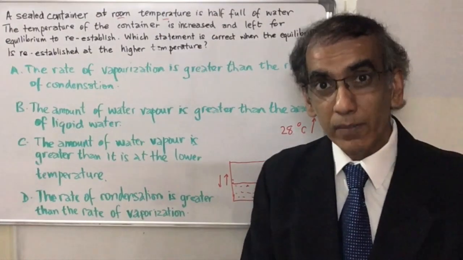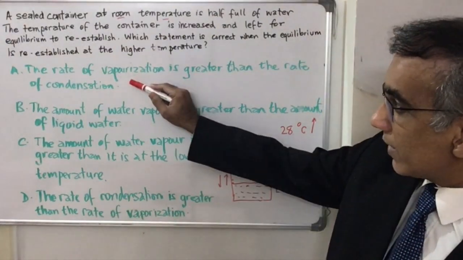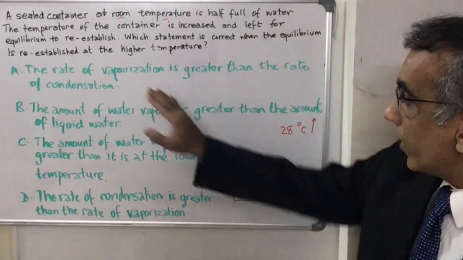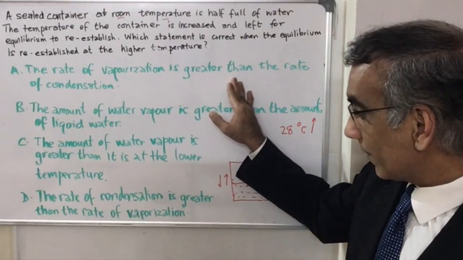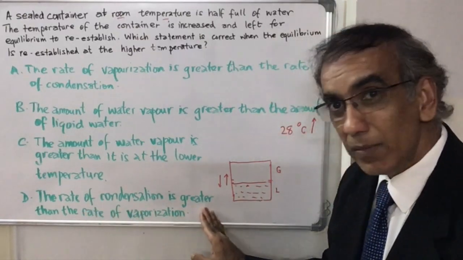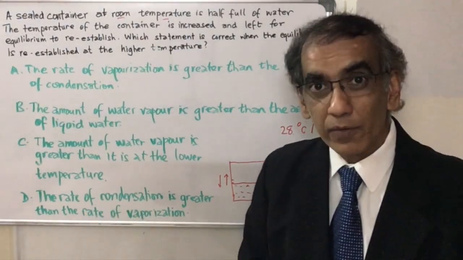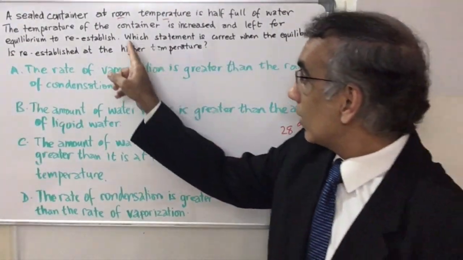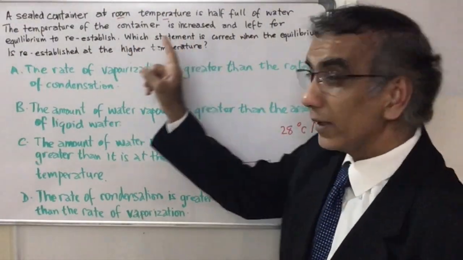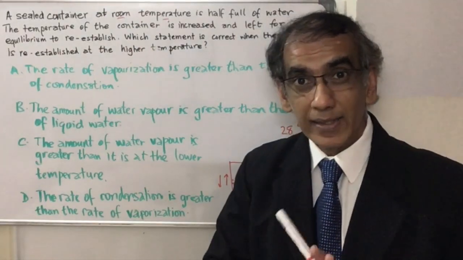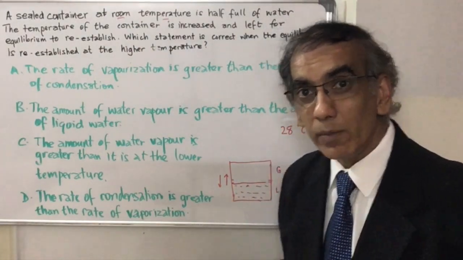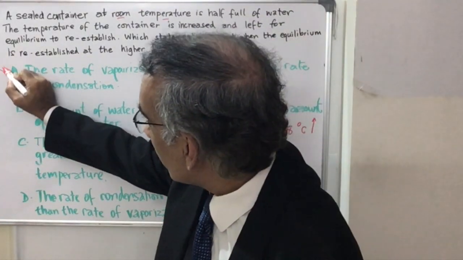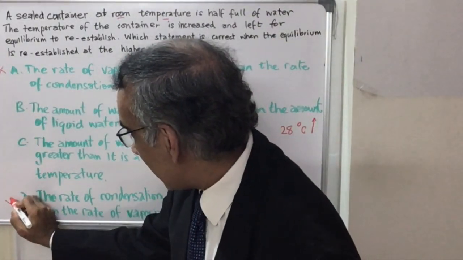So with all of that information in mind, then we realize first of all that A and D have to be eliminated, because the rate of vaporization being greater and the rate of condensation being greater, neither of those are going to be true at equilibrium. And the question of course is saying which statement is correct when the equilibrium is re-established. At any equilibrium, the rate of one process must be equal to the rate of the reverse. So immediately we remove both A and D.